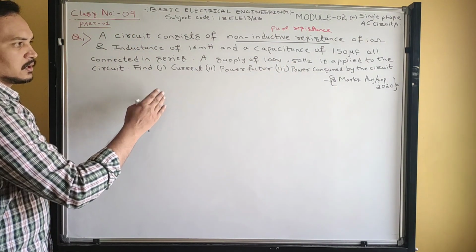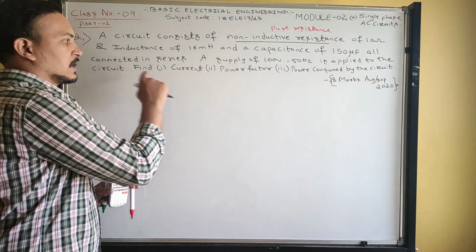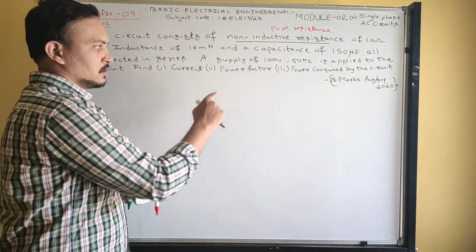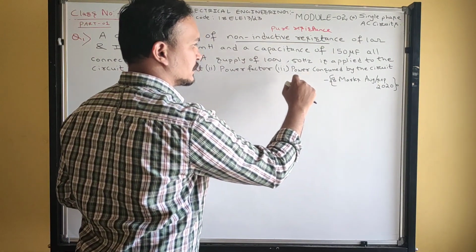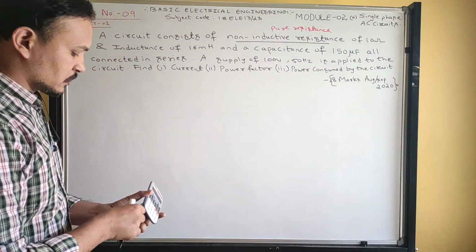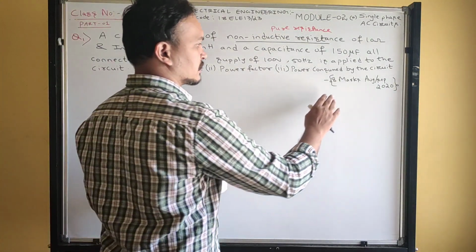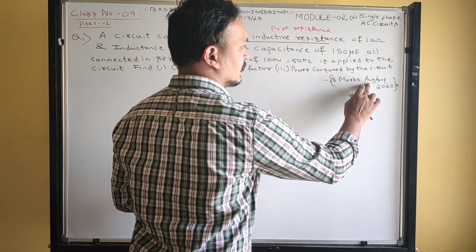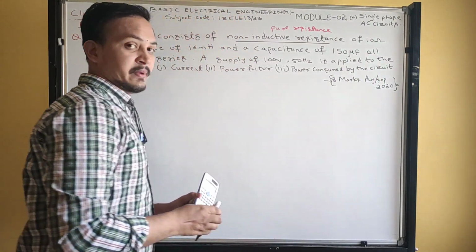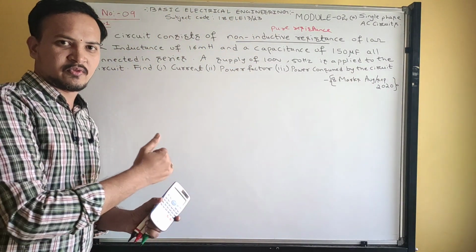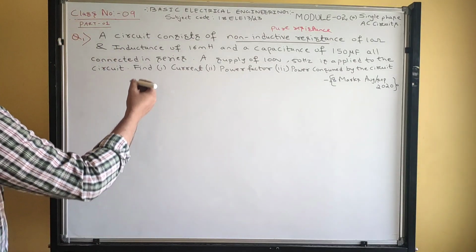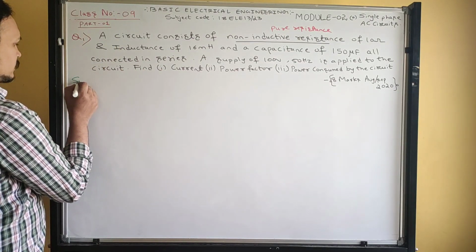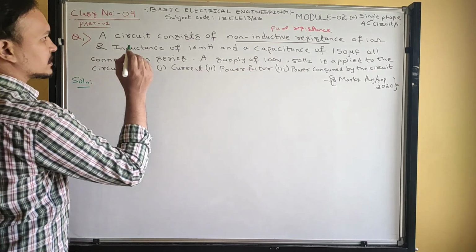They are asking only 3 questions. Find the current, meaning the supply current. Find the power factor and the power consumed by the circuit. This question was asked in the university exam for 8 marks in the year August-September 2020. So we can solve this question. Solution: first, draw the network.